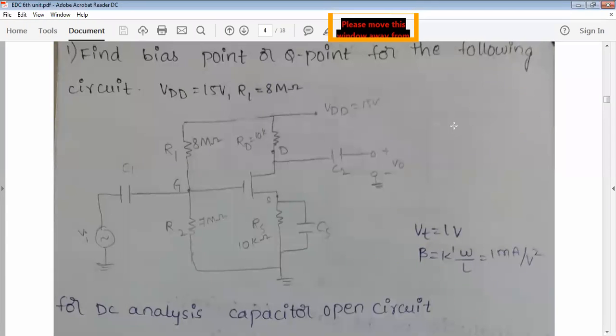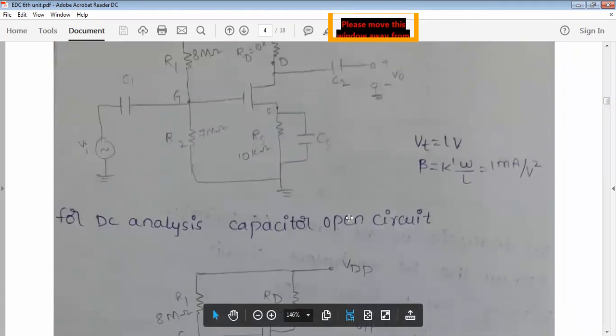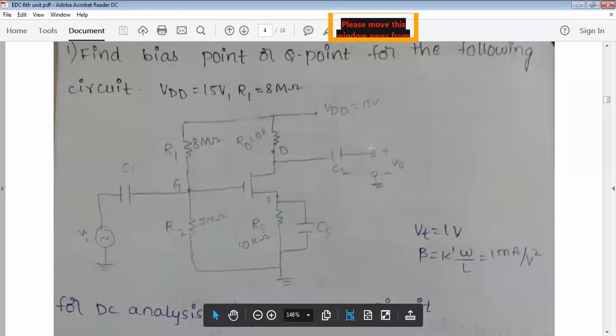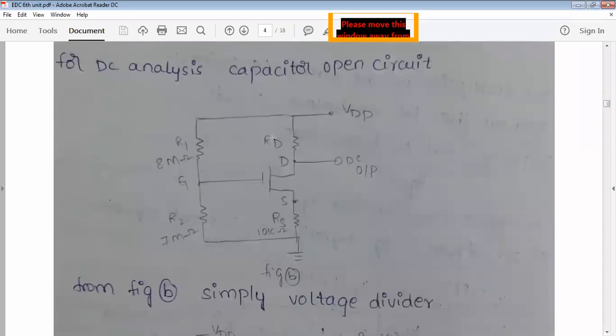Okay, the procedure is DC analysis of the circuit, so first draw the DC equivalent. Simply, capacitors are open circuit here. This capacitor is open circuit, this capacitor is open circuit, this capacitor also open circuit. Now redraw the figure. Okay, this is the DC equivalent of the given bias circuit. It consists of R1, R2, RD, RS. This is the DC output.